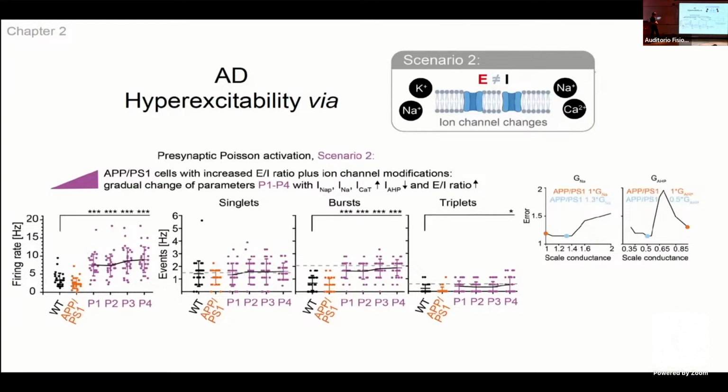No, I think it's parameter 4 here. Yeah. With the data. Yes.